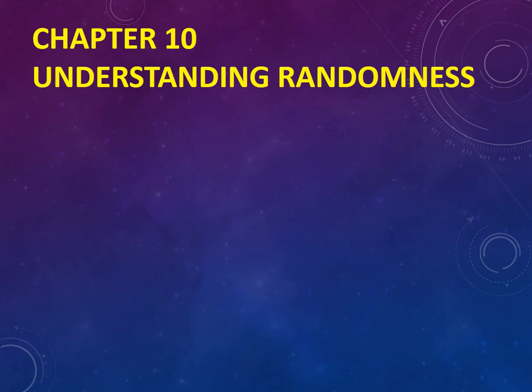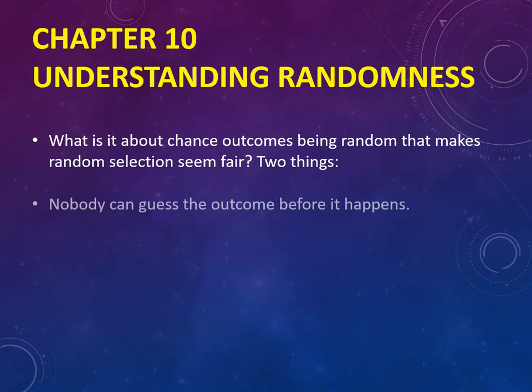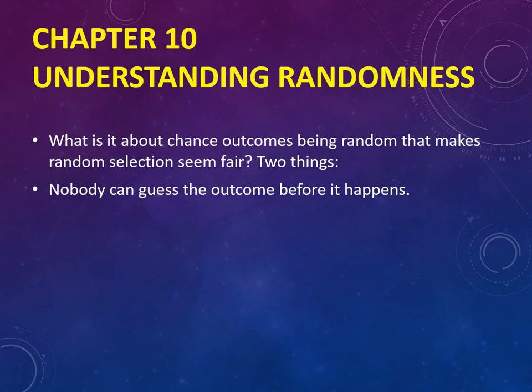One of the foundations to how data comes to us is this idea of randomness. And that's what Chapter 10 is all about. It's all about understanding randomness. Now, random oftentimes gets assigned this idea of being fair. And if something is random, if something is fair, it means that you cannot guess the outcome before it happens. You know that a teacher is selecting students randomly from a class if you can't predict who that teacher is going to select. If you always know who they're going to go to, that is not random selection.